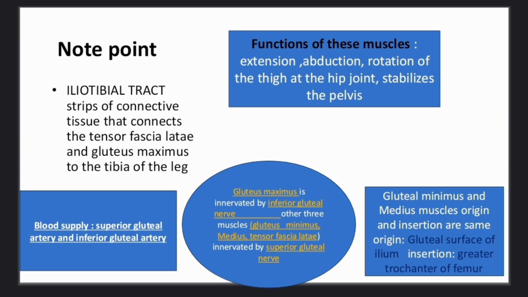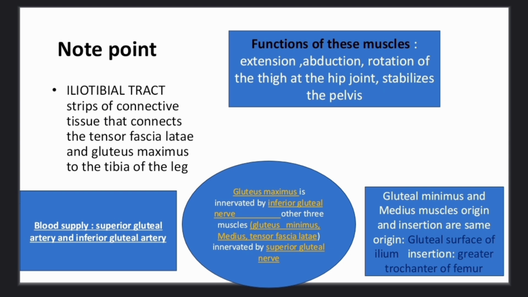Then most of the superficial gluteal muscles are involved in abduction of the thigh, rotation of the thigh, and stabilization of the pelvis during standing and walking. The gluteus maximus is different because its main action is extension of the thigh at the hip joint. Remember this. And another important point is blood supply. The gluteus medius and gluteus minimus are mainly supplied by the superior gluteal artery, and the gluteus maximus is supplied by both, that is superior gluteal artery and inferior gluteal artery.